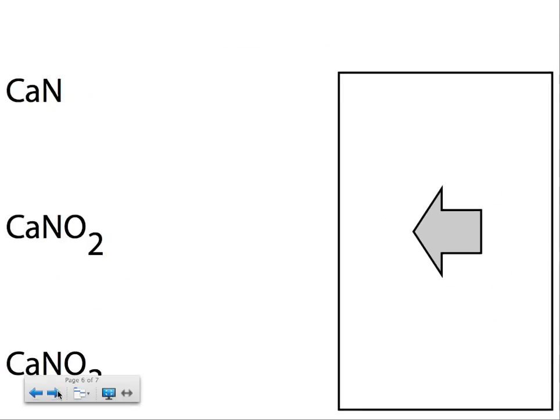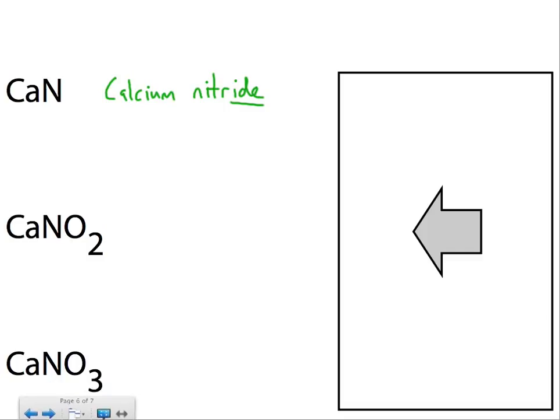What would we call these? Okay, so here's the nitrogen by itself. So we would call this calcium nitride. Now, these two, okay, they both have nitrogen bonded. So here is the polyatomic ion part of the formula. One has more oxygen than the other, so they're all going to be calcium something.